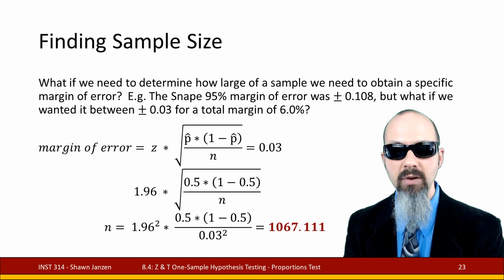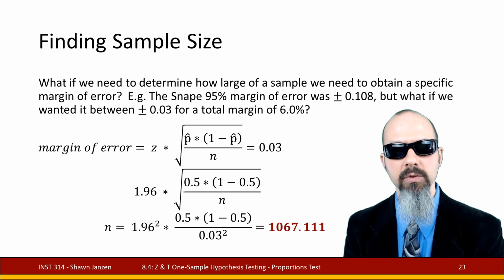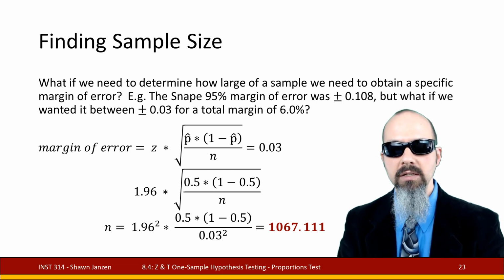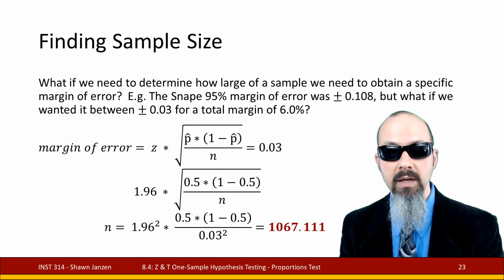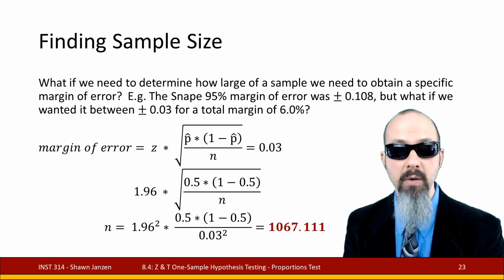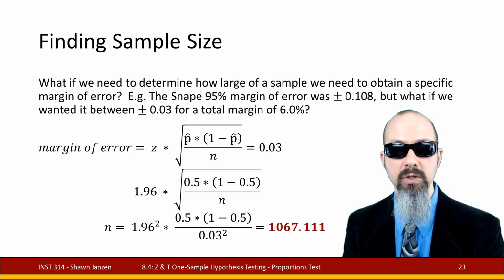Now note, that interval is pretty large. So what if we wanted to figure out the sample size we need, because our interval was rather large? We need to determine how large of a sample we need to obtain a specific margin of error. The margin of error for the Snape example here was plus or minus 10.08, which is almost an 11% margin of error on both sides of the proportion. But what if I wanted to narrow it to 0.03, or 3%? So a total margin of 6% around the proportion.